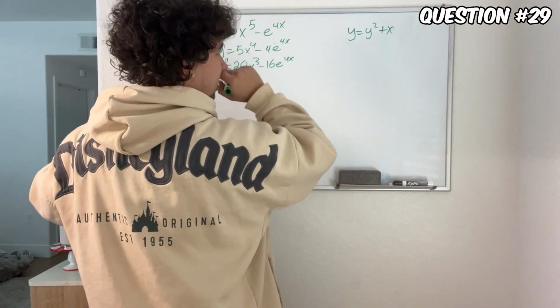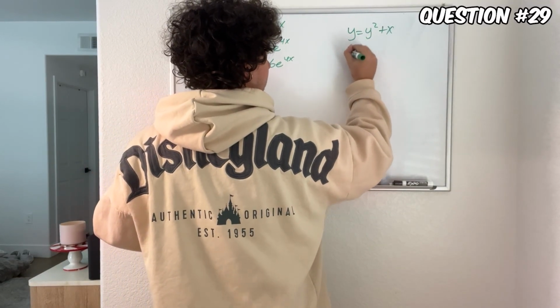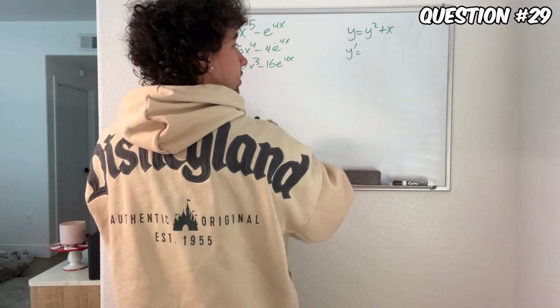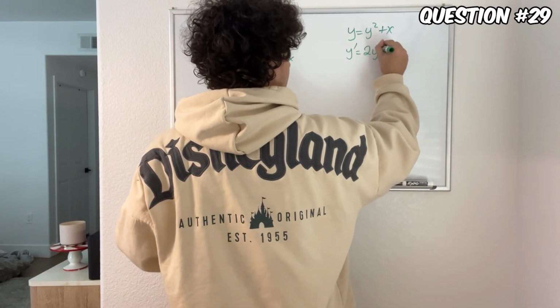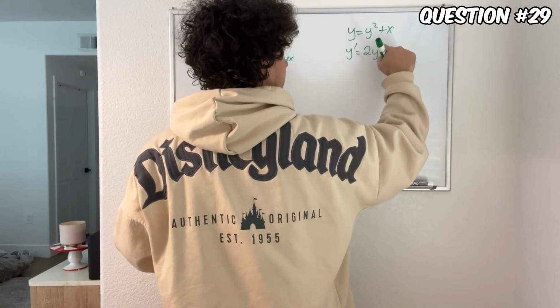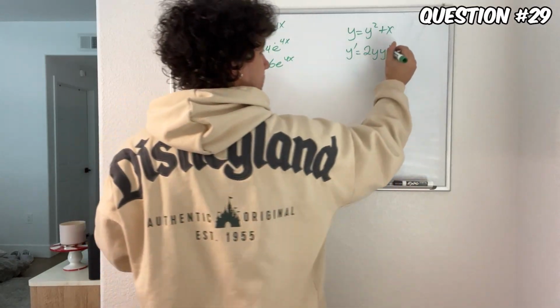All right, for this one, we're going to have to implicitly differentiate. So what I'm going to do here is I'm going to take the derivative of y. So that's going to be y prime equals, now this one again, I'm going to take the derivative of y, which is going to be 2y, y prime. Can't forget the y prime on the second one, because it is a chain rule, plus 1.